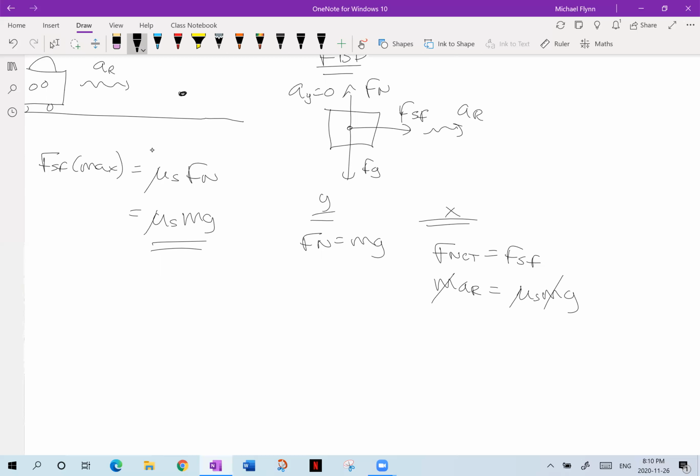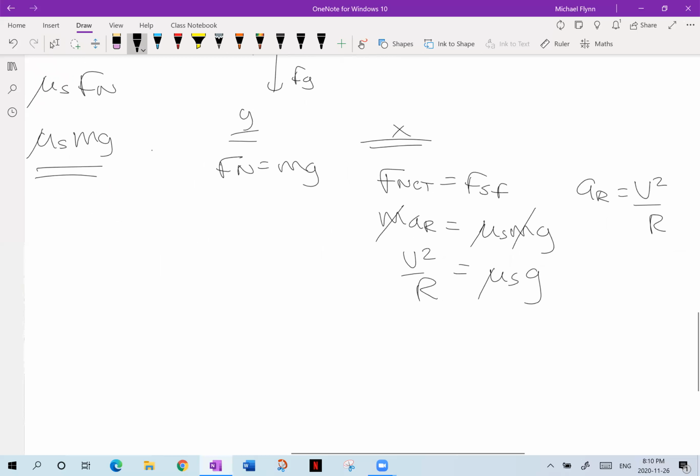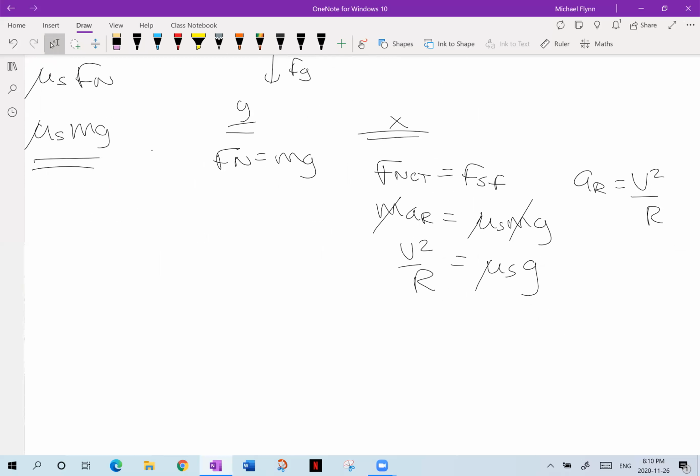And we get, I'm going to substitute a r, special formula, v squared over r for radial acceleration. So I get v squared over r equals mu s times g. This is another formula we had to memorize in high school. See where it comes from. See how much better it is to know where things come from and why they're like this. Okay, so v squared over r equals that. So therefore, v squared equals r times mu s times g.